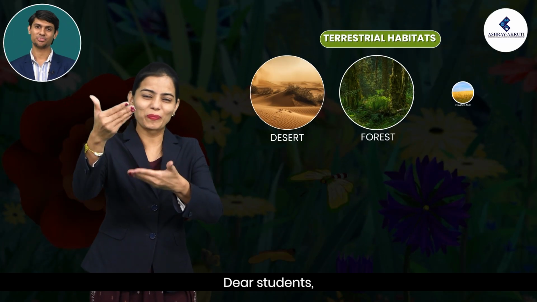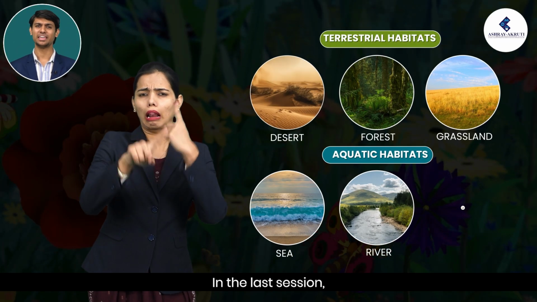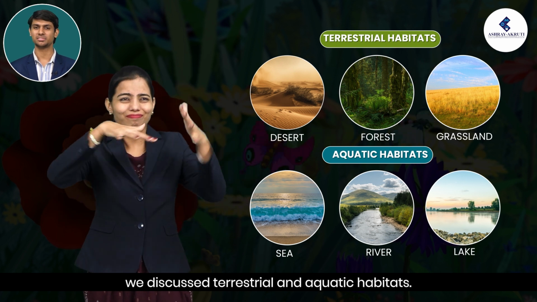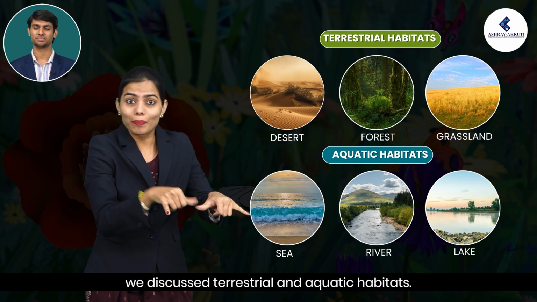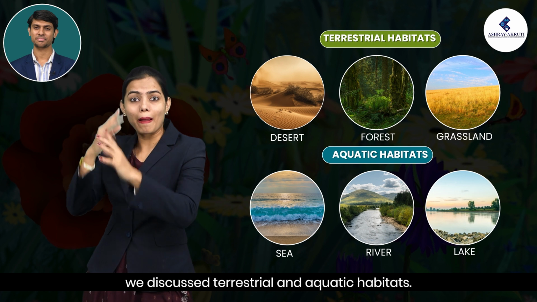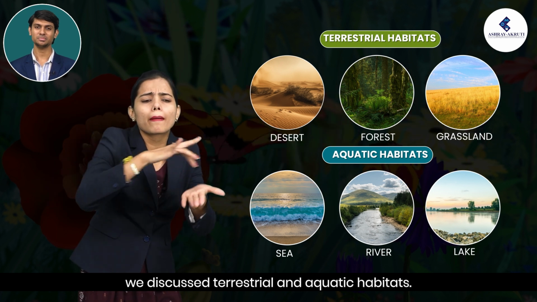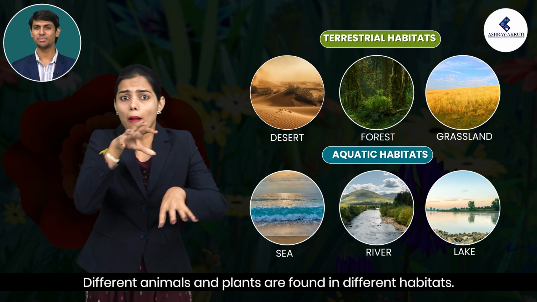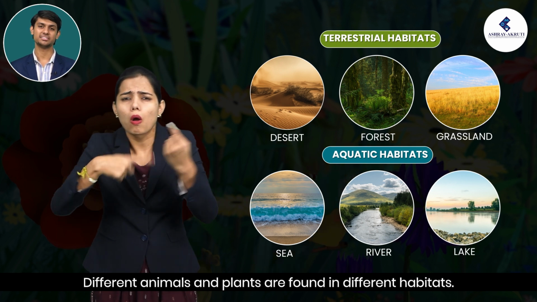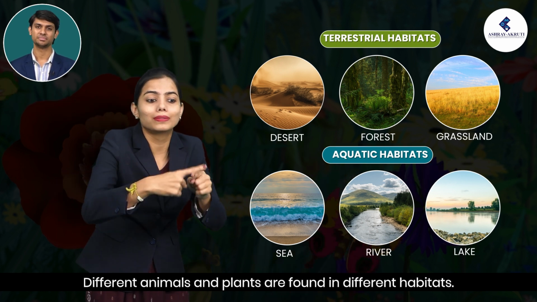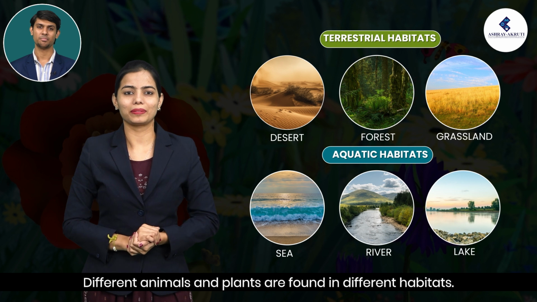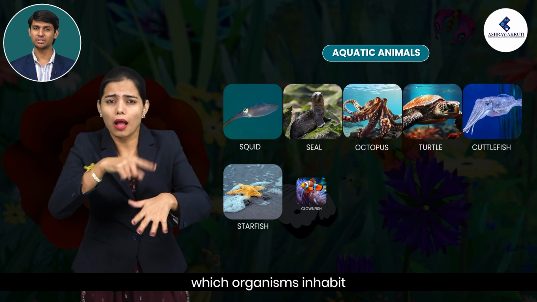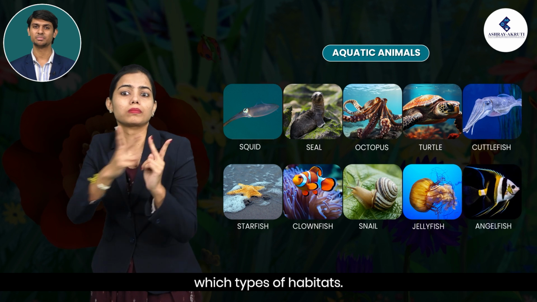Dear students, welcome back. In the last session, we discussed terrestrial and aquatic habitats. Different animals and plants are found in different habitats. You can now easily list which organisms inhabit which types of habitats.